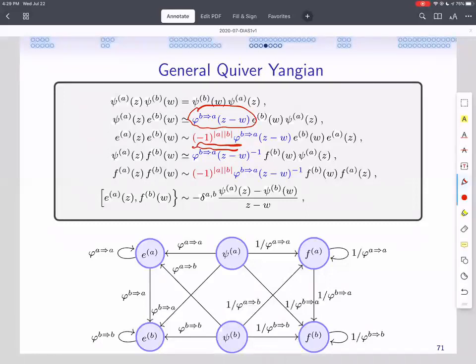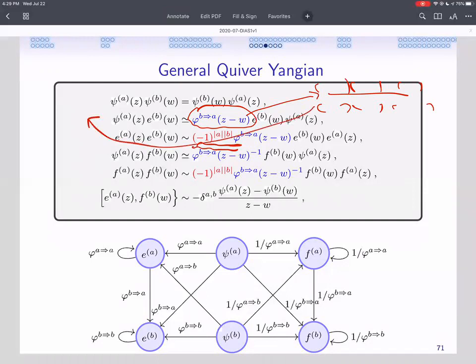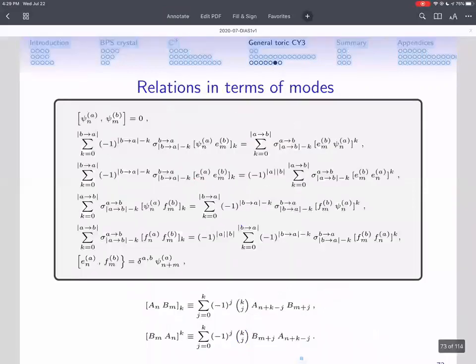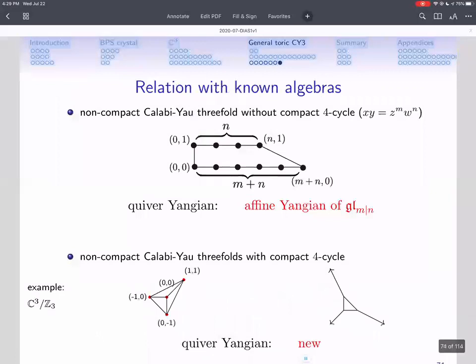This is a relation in terms of fields. So this is some rational function with some factors here. To translate into the modes, you just move the denominator to the other side and expand. And this, you can get the relations in terms of modes here. So this answered the question that Ridong asked earlier.